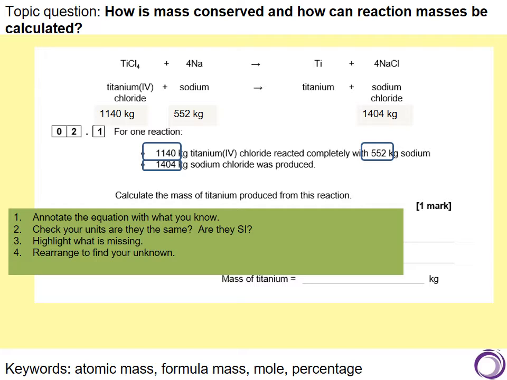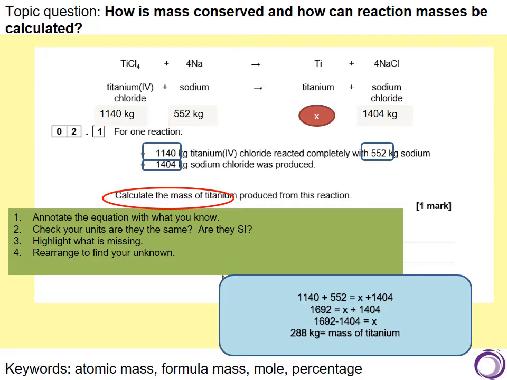I now know, due to the conservation of mass, that the sum of both sides must be the same, and I'm calculating the mass of titanium. This gives me the equation shown, so 1140 plus 552 is equal to x, that's the one thing I'm trying to find out, plus 1404. So I can rearrange this equation to find x, and my final mass is 288 kilograms of titanium.